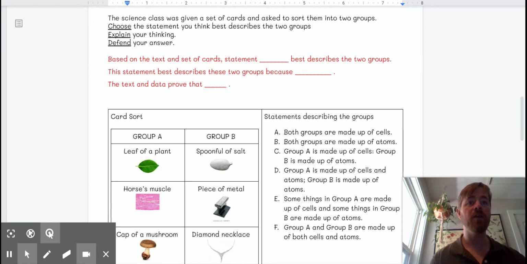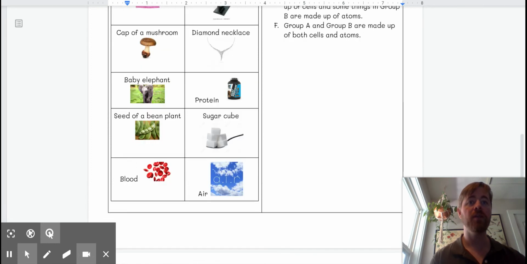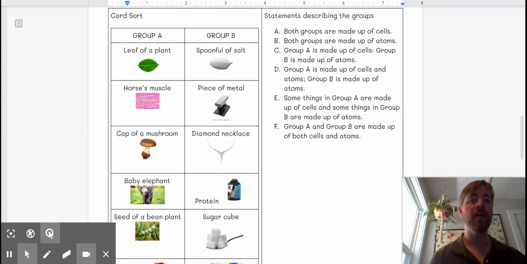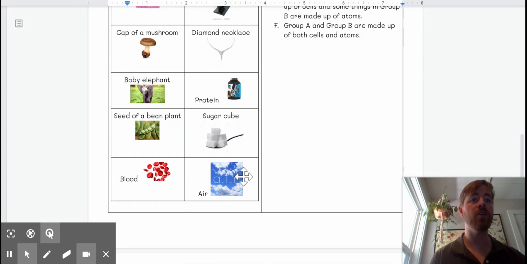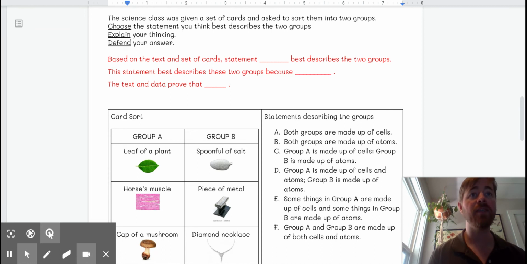They put them into group A and group B. So these are all of the cards they put into group A, the left column, and the right column is all the cards they chose to put into group B. Now your task is to choose the statement of these statements over here that you think best describes the two groups. Then you need to explain your answer and defend your answer. Why did you choose that answer? And how do you know that that's the correct answer?